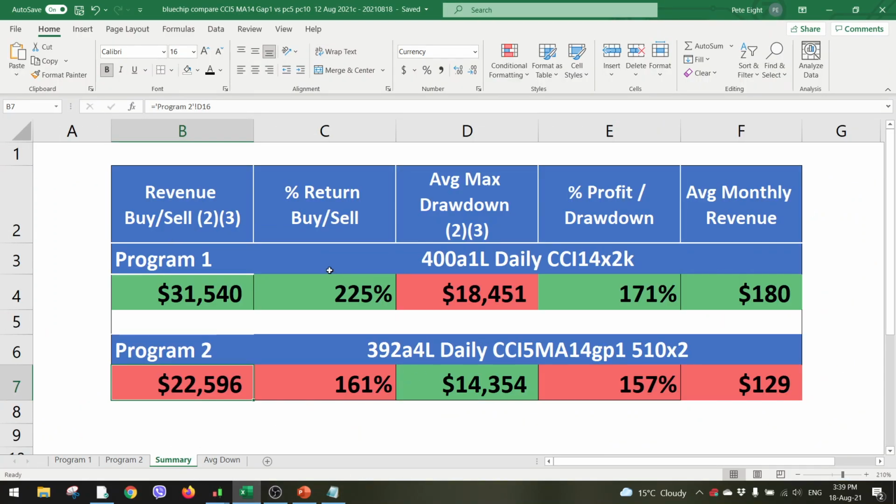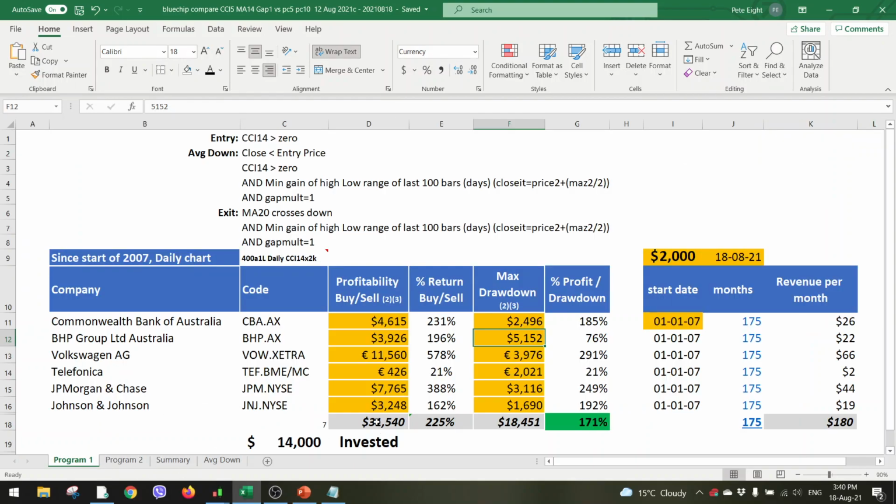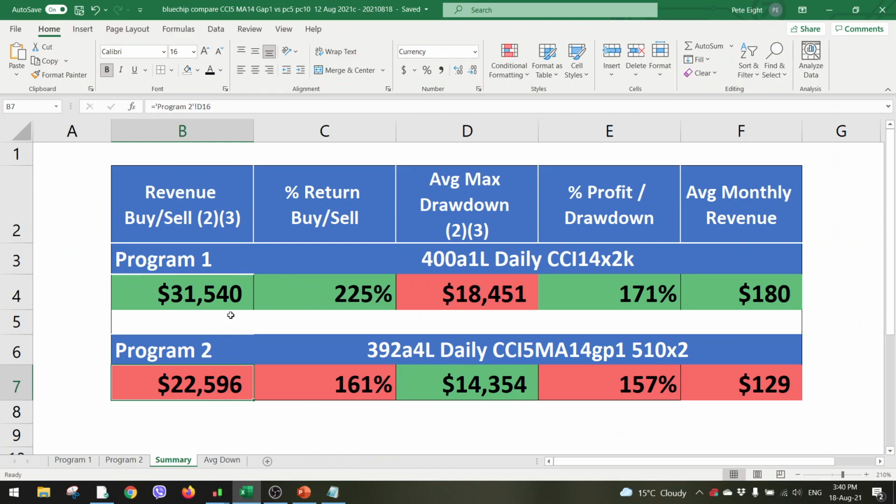So what I did then is I summarized those two program results, and this is simply showing the revenue, the buy-sell return, the average down, and the profitability over drawdown percentage. That's simply summarizing those results there. It's basically saying program 1 yielded a better result in terms of revenue versus program 2. The average down is higher, which is not a good thing. You want a lower average down, but in terms of percentage, the profit over the drawdown is 171%, which is a better result than program 2.